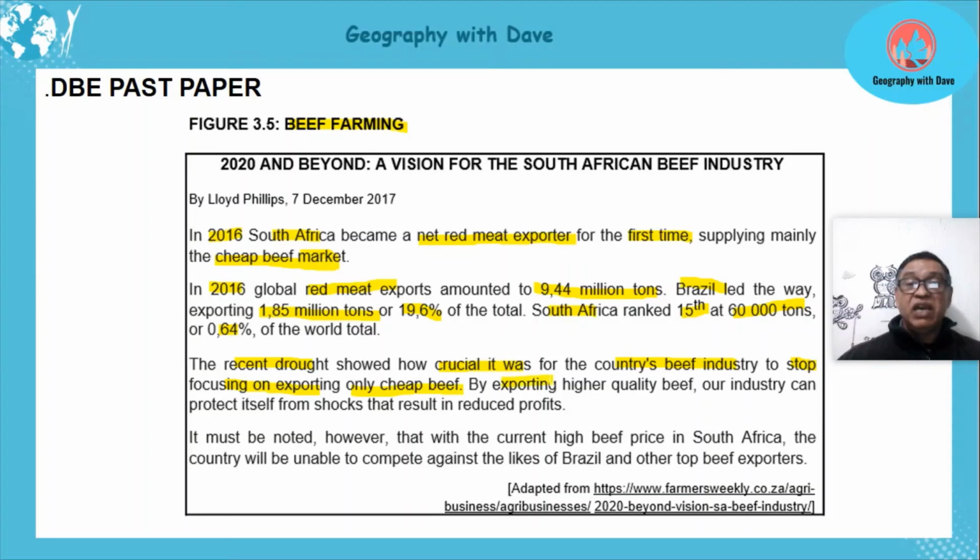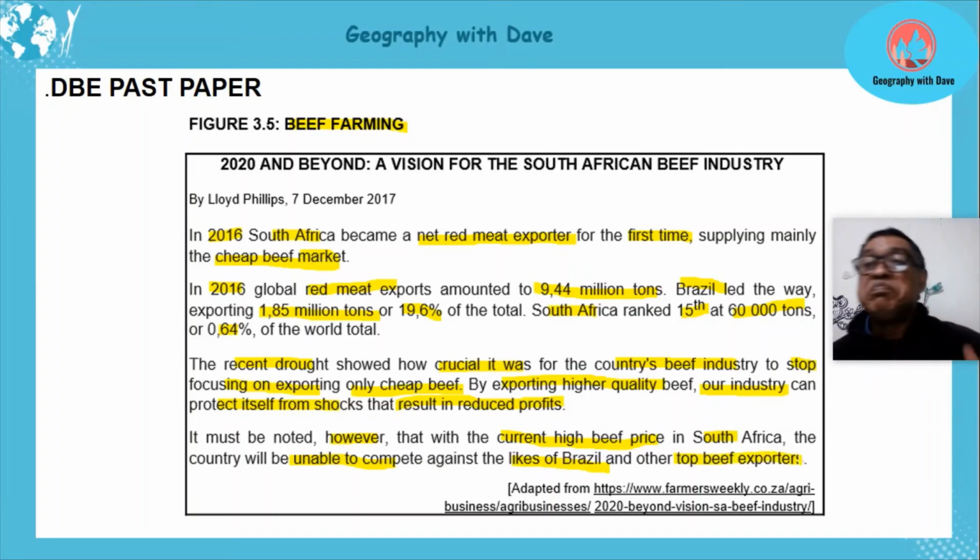By exporting higher quality beef, our industry can protect itself from shocks that result in reduced tariffs. So what he's saying there is, because it's cheap, you're not getting so much money in. We should be exporting more high quality beef at better prices, so more money is coming in. And when these tragedies happen like droughts, we have more funding available. It must be noted, however, that with the current high beef price in South Africa, the country will be unable to compete against the likes of Brazil and other top exporters because of the high price.